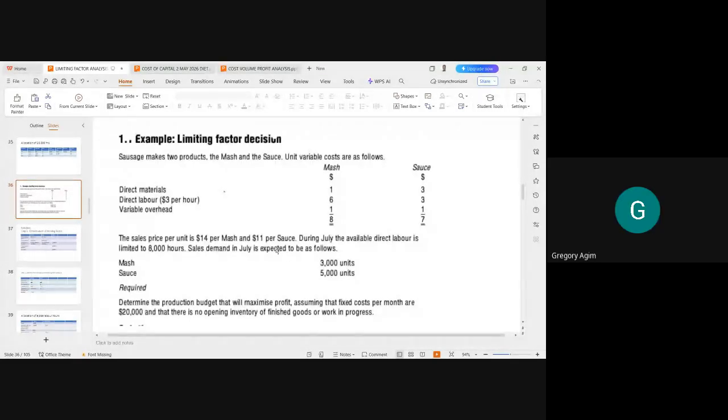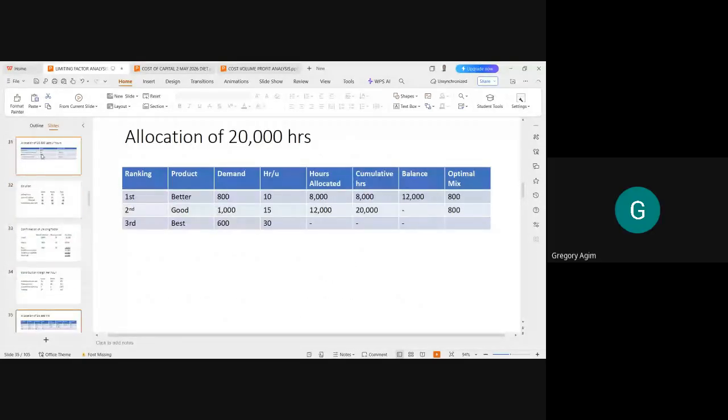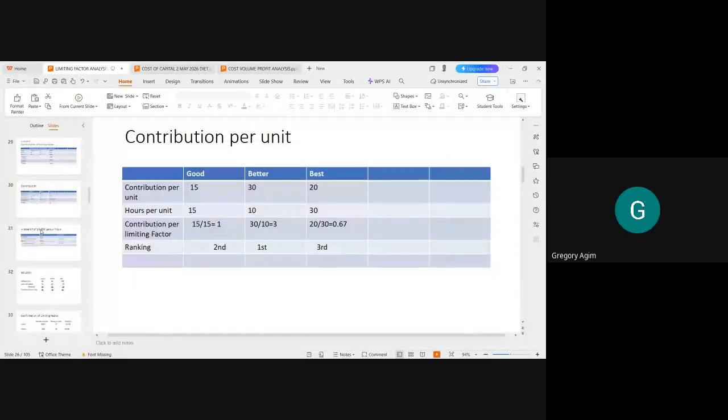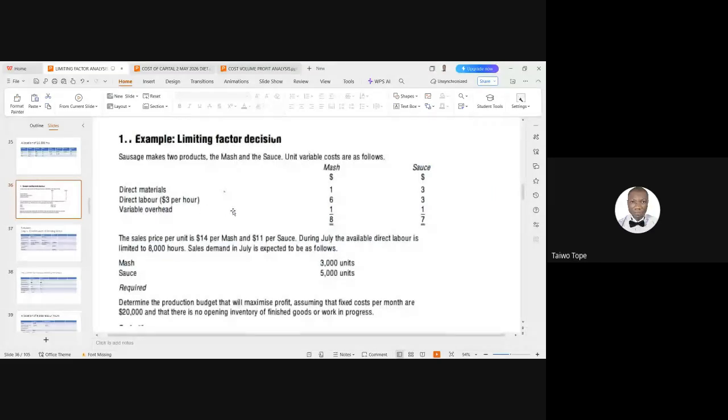That is established. So in this question, we are not given the limiting factor per unit, so we need to determine that, unlike what we have in the example above, where it was given to us clearly. But in this other question, it was not given to us. I explained earlier that once you see anything in brackets, take note of it. This is $3 per hour. This is $6. What this implies is that you incur $6 overall to produce 1 unit of mesh, and you are paying $3 for 1 hour.